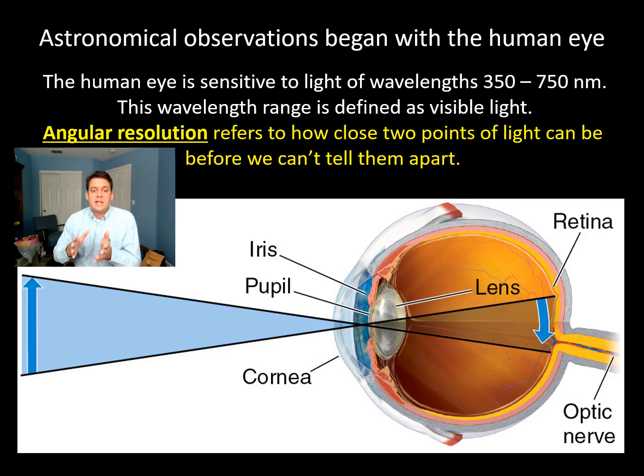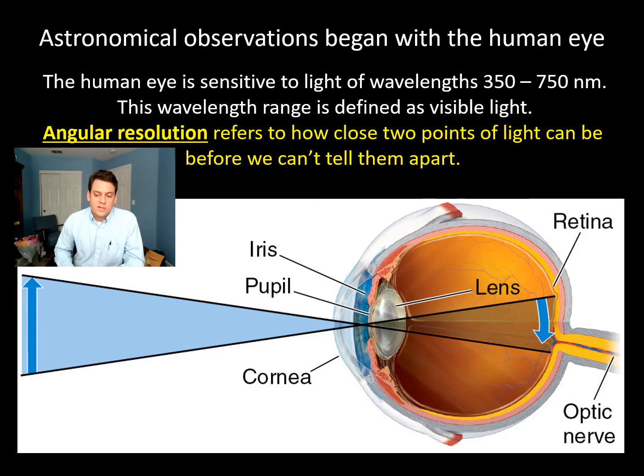But the angular resolution means what is the minimum angle between two objects that you're viewing, which you can tell apart. Because obviously, if they're very far apart angularly, if they're 45 degrees apart, as viewed from your vantage point, then they're very easy to tell apart. But the closer they get, the harder it is, and at some point, you can't tell them apart anymore.